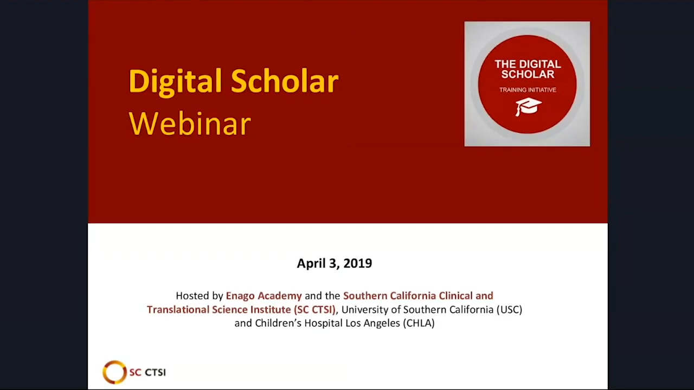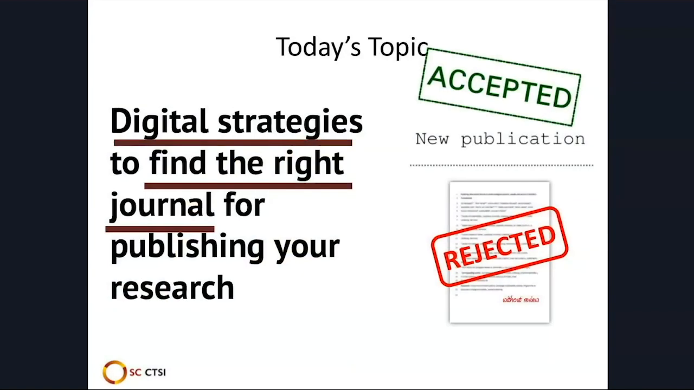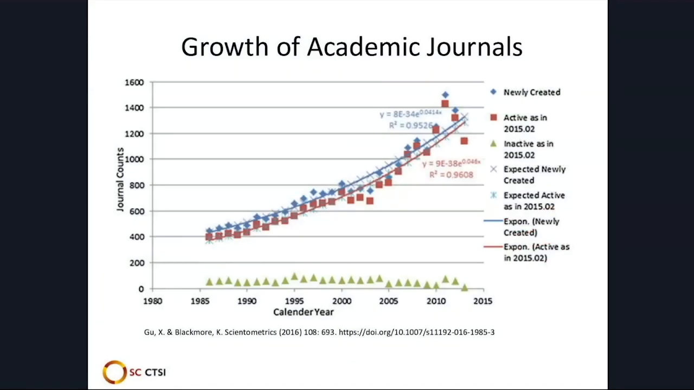Today we will spend some more time exploring scientific communication in the digital age. We will look at digital strategies to find the right journal for publishing your research. There are actually tens of thousands of academic journals to choose from, and as many of you probably know, submitting a paper to a journal that is not the right fit is a key cause for rejection. And the fact that we are experiencing the second journal boom in history doesn't make this any easier.